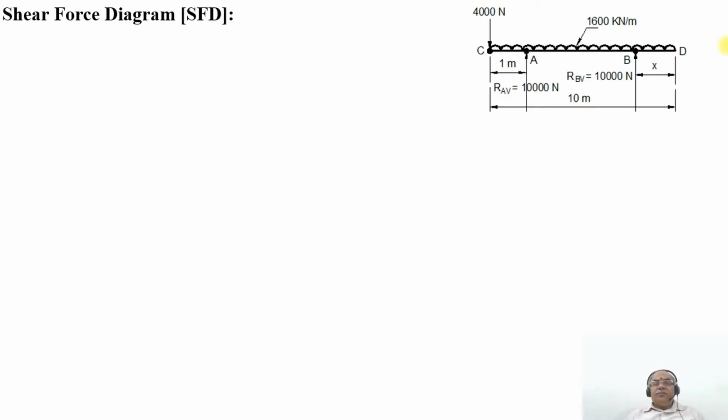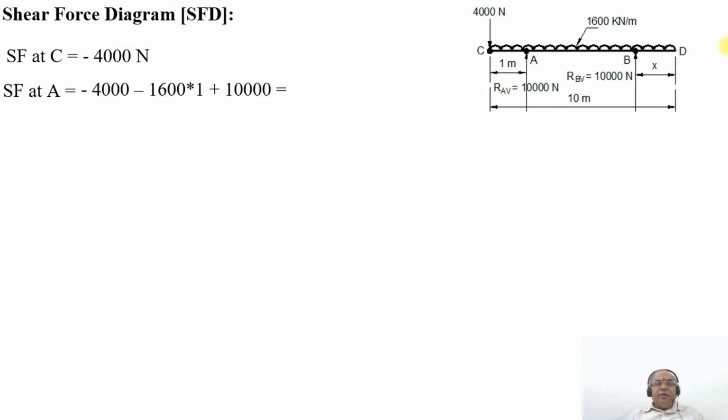Now we will go for the shear force diagram. SF at C will be equal to minus 4000 Newton. Then SF at A, between C and A, will be minus 4000 minus 1600 into 1. Then at the point A, because of the vertical reaction acting upwards, it will be plus 10,000, which gives plus 4,400 Newton.